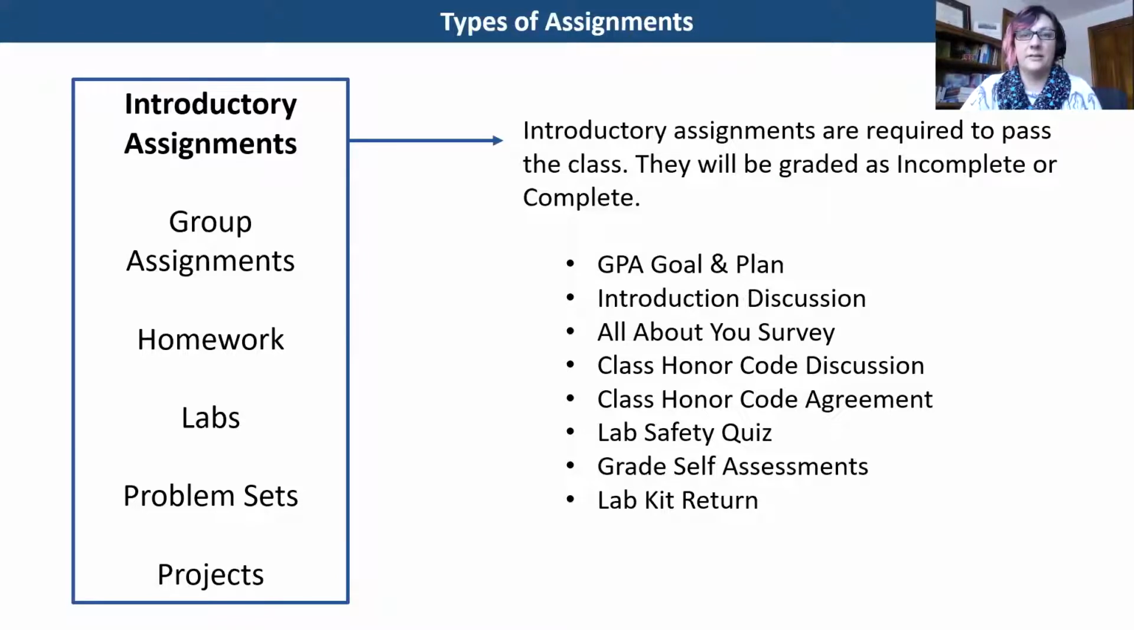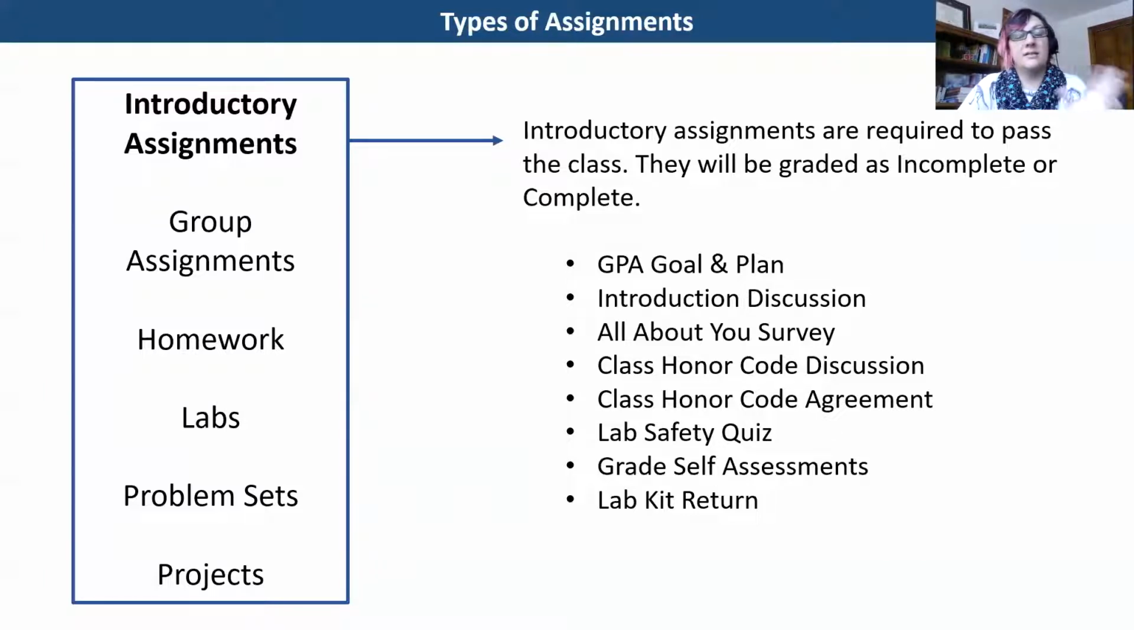Introductory assignments. These are easy. This is just us getting the class going, me making sure that you understand the class policies, and the housekeeping work we just need to do for this quarter to function. So here's a list of the types of assignments you'll have. Most of them are going to be in the first week of the quarter, but some of them will be later, like grade self-assessments will happen in weeks 4, 7, and 10, and you'll return your lab kit at the end of the quarter. The rest of them will take place in this first week.